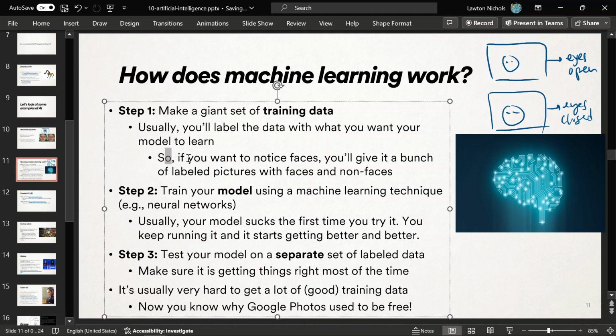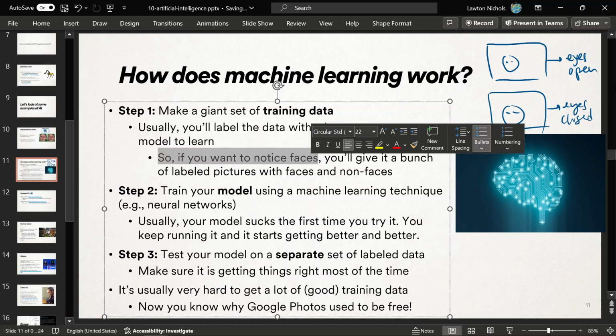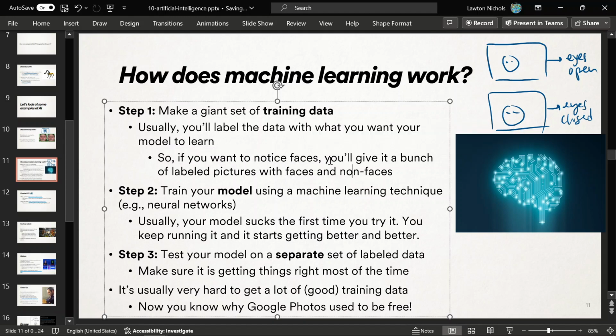And also, if you want to be able to just notice faces in general, before you notice eyes open and closed, you better also have a bunch of pictures in your training data that are labeled with faces, and also pictures of things that don't have faces, so that it doesn't hallucinate and figure, oh, there's a face in this plane and the plane blinked. So you have to do that kind of stuff.